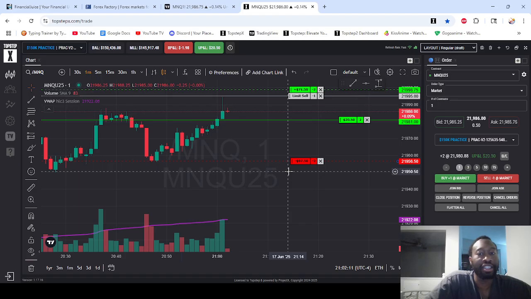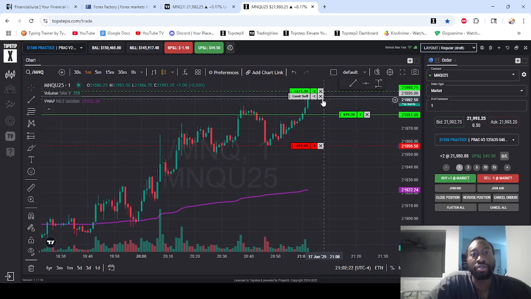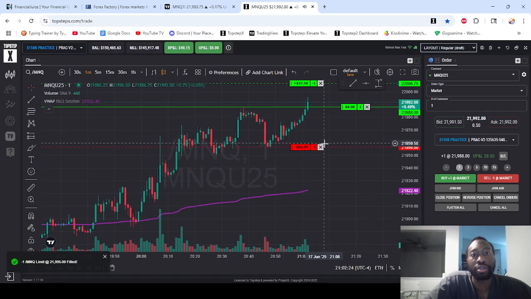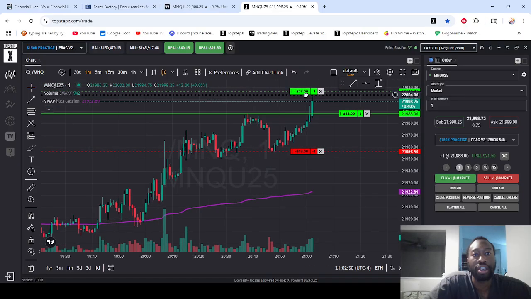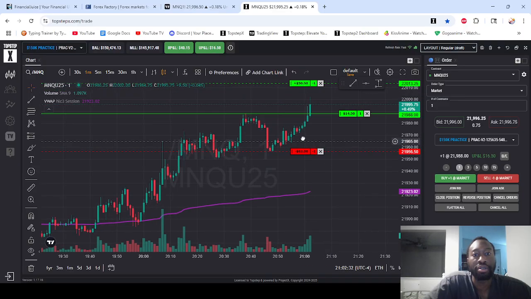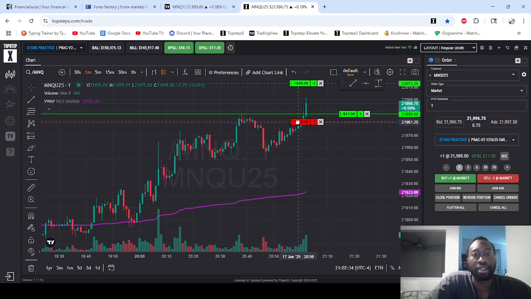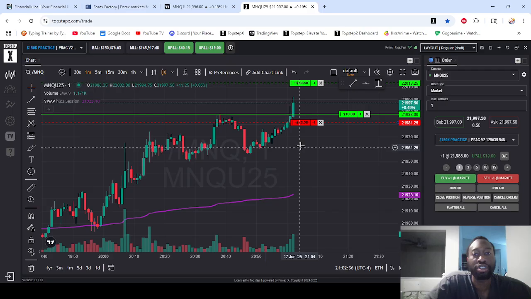So trading is constant refinement. It's constantly doing the best you can to find an edge, to get better with trading, to improve as a trader as well. Looks like we could blow through here. Let me move this up. Order filled. Let's see how far we can go. If we could head higher. I'm gonna move my stop loss here. Alright, so risking only a little bit.